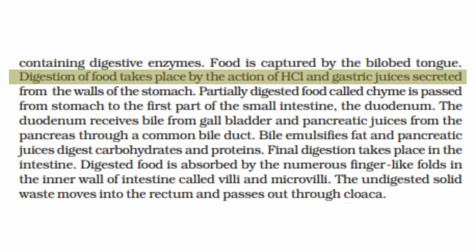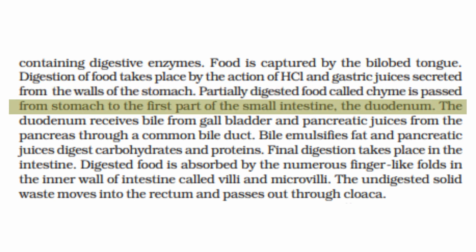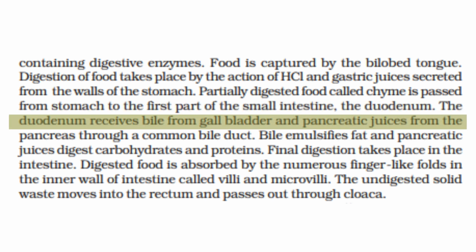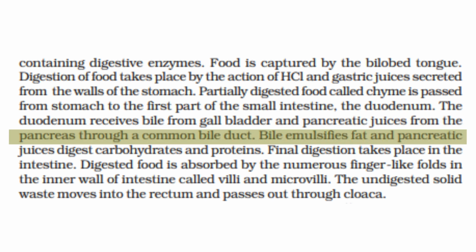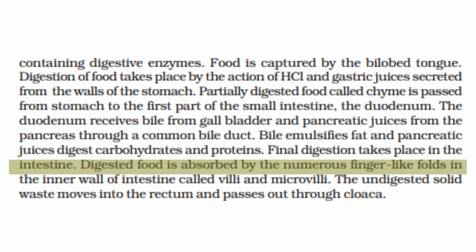Digestion of food takes place by the action of HCl and gastric juices secreted from the walls of the stomach. Partially digested food called chyme is passed from the stomach to the first part of the small intestine, the duodenum. The duodenum receives bile from the gallbladder and pancreatic juice from the pancreas through a common bile duct. Bile emulsifies fat and pancreatic juice digests carbohydrates and proteins. Final digestion takes place in the intestine.